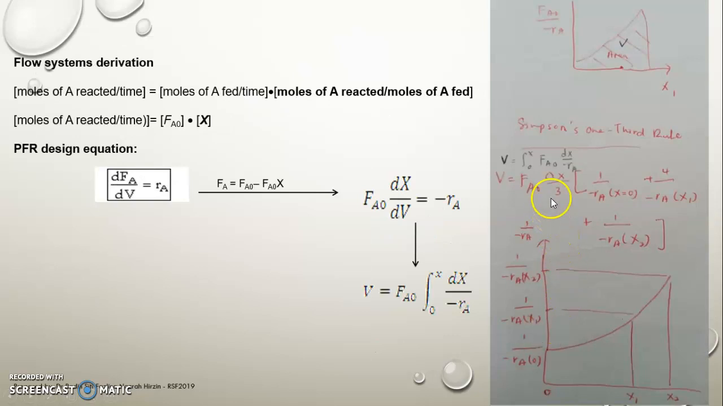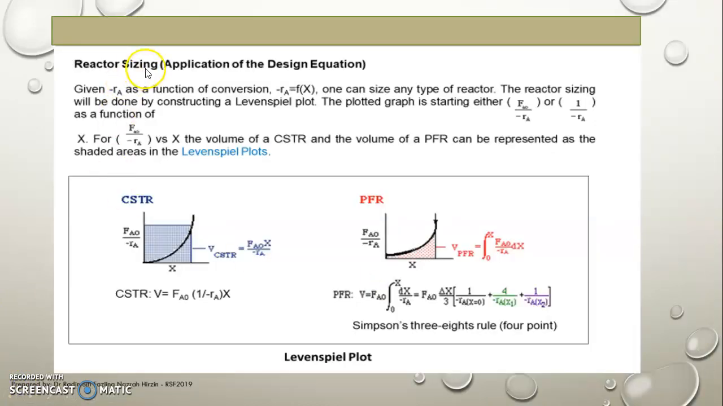Okay, untuk cara calculation, reactor size application of the design equation. Ini formula yang kita akan guna, yang macam tadi saya tulis dalam nota tulisan tangan saya. Untuk cari volume dalam CSTR, kita pakai FA0 times 1 over negative RA times X. For PFR, we use the Simpson's rule equation. For CSTR, kita lorekkan semua sampai nilai sini. Kalau PFR di bawah graf sahaja.